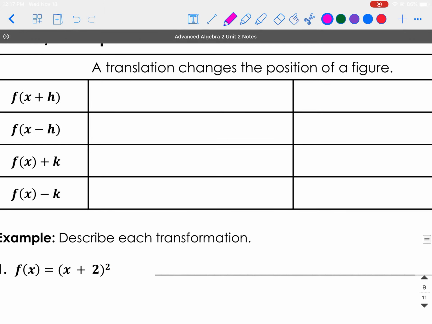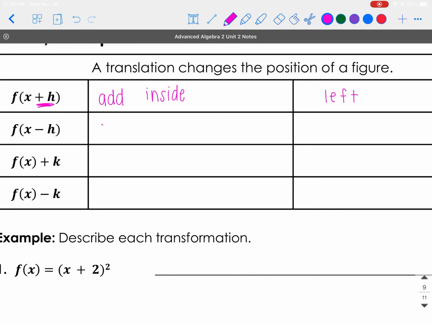So the first one is when I'm adding inside. So notice I'm doing a plus something, and it's inside of the parentheses. So when you have a square root, when you have a quadratic, when you've squared, you'll have like something plus something in parentheses squared. That means that we are moving left. So if I have x plus 4 squared, that means I'm moving left 4.